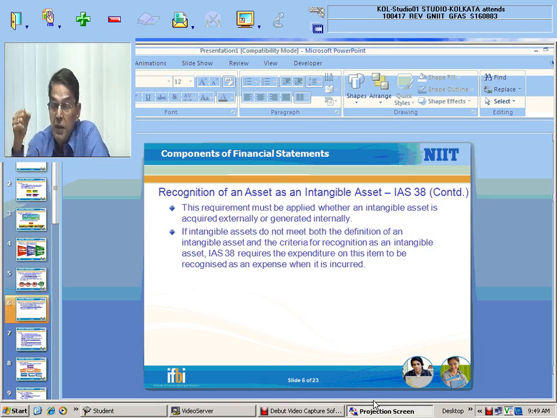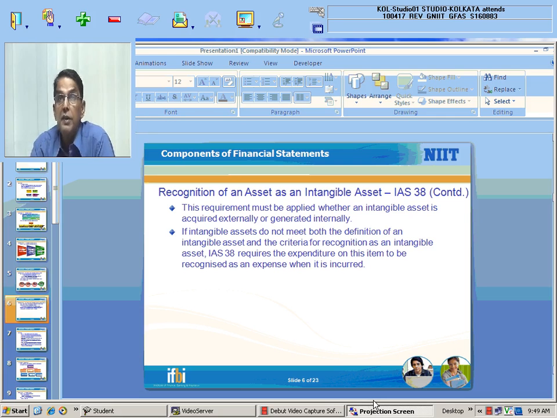This requirement regarding recognition of an intangible asset must be applied whether an intangible asset is acquired externally or generated internally. As long as the cost can be reliably measured, even if it is generated internally, there is no problem. As long as it meets the definition of an intangible asset, as long as it provides future economic benefits, or it is probable that future economic benefit may flow to the entity, and thirdly, as long as the cost can be reliably measured, whether internally generated or externally acquired, an intangible asset can be recognized in the financial statements.